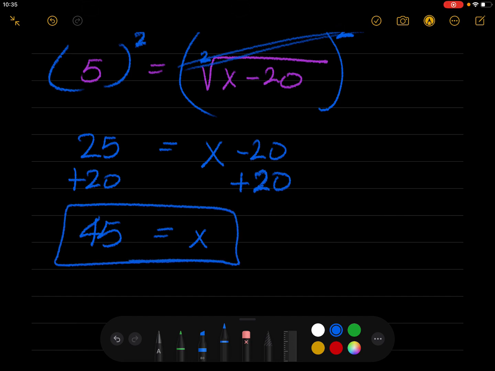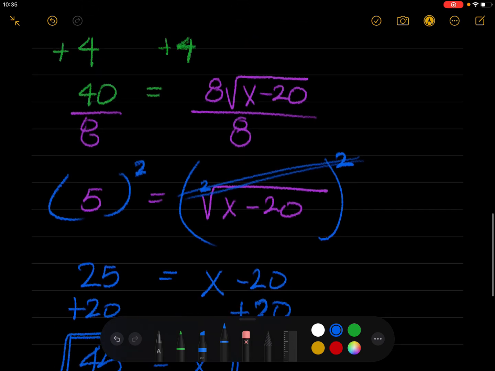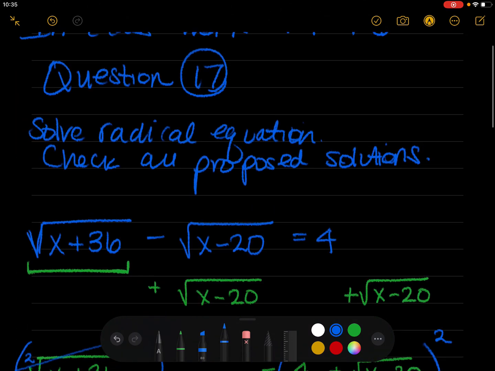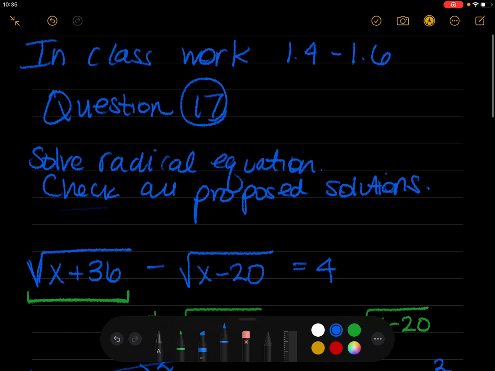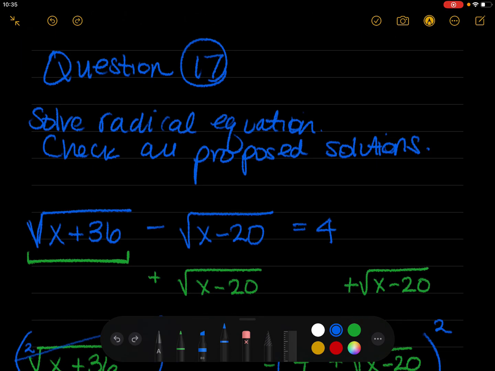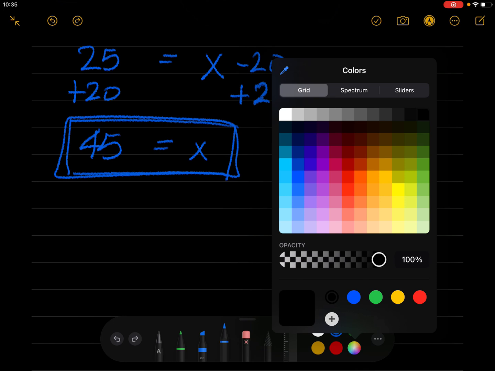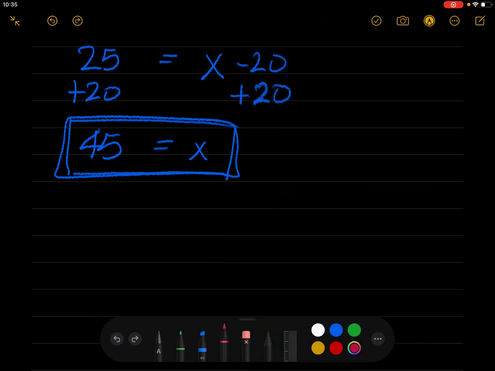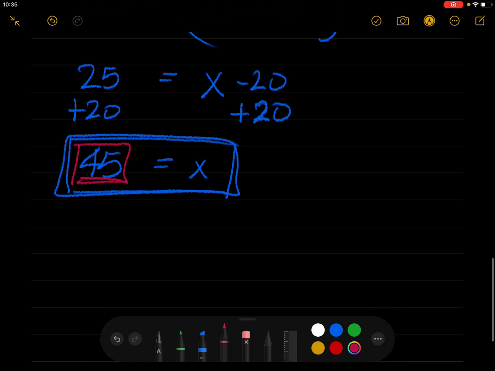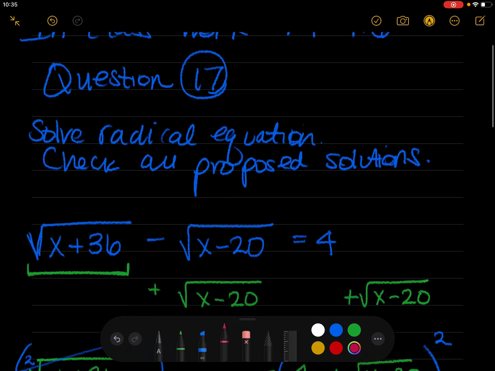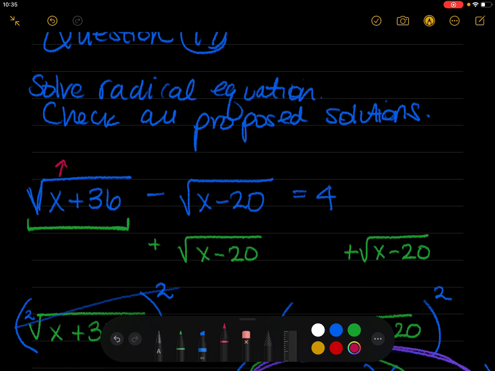Okay. When we get to this point, we do need to go back up to the top and think about what we said. Our original instructions told us to check all proposed solutions. We do need to verify that this solution is correct and that it is one that we are permitted to have. So we're going to take 45 and plug it into our original problem. So I'm going to say the square root of 45 plus 36 minus the square root of 45 minus 20. And we're checking to see, is that equal to 4?